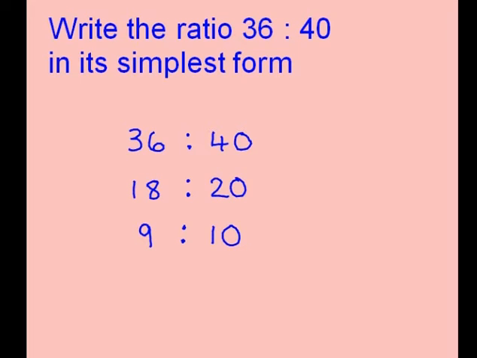Just out of interest, if you're more confident with numbers, you can do it in a quicker way. The ratio was 36 to 40. I look to see what's the biggest number that goes into both 36 and 40. The answer's 4, so I divide them both by 4. This gives me 9 to 10. This is my simplest form.